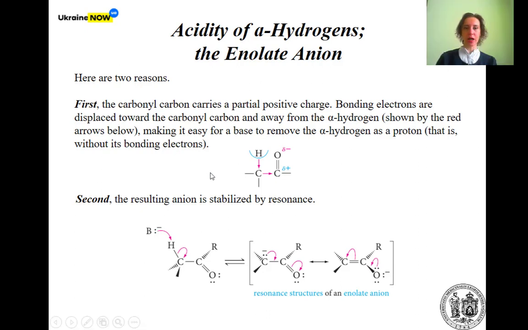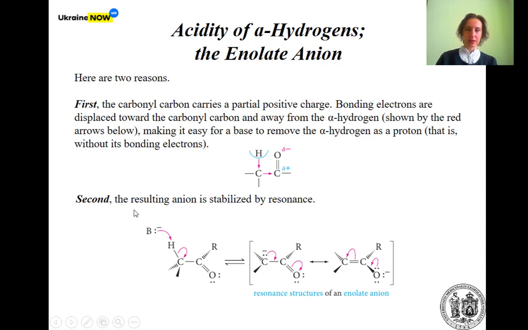And the second reason for this acidity: the resulting anion is stabilized by resonance, because there are two resonance structures. If we remove this hydrogen in the presence of a base, two resonance structures are possible.